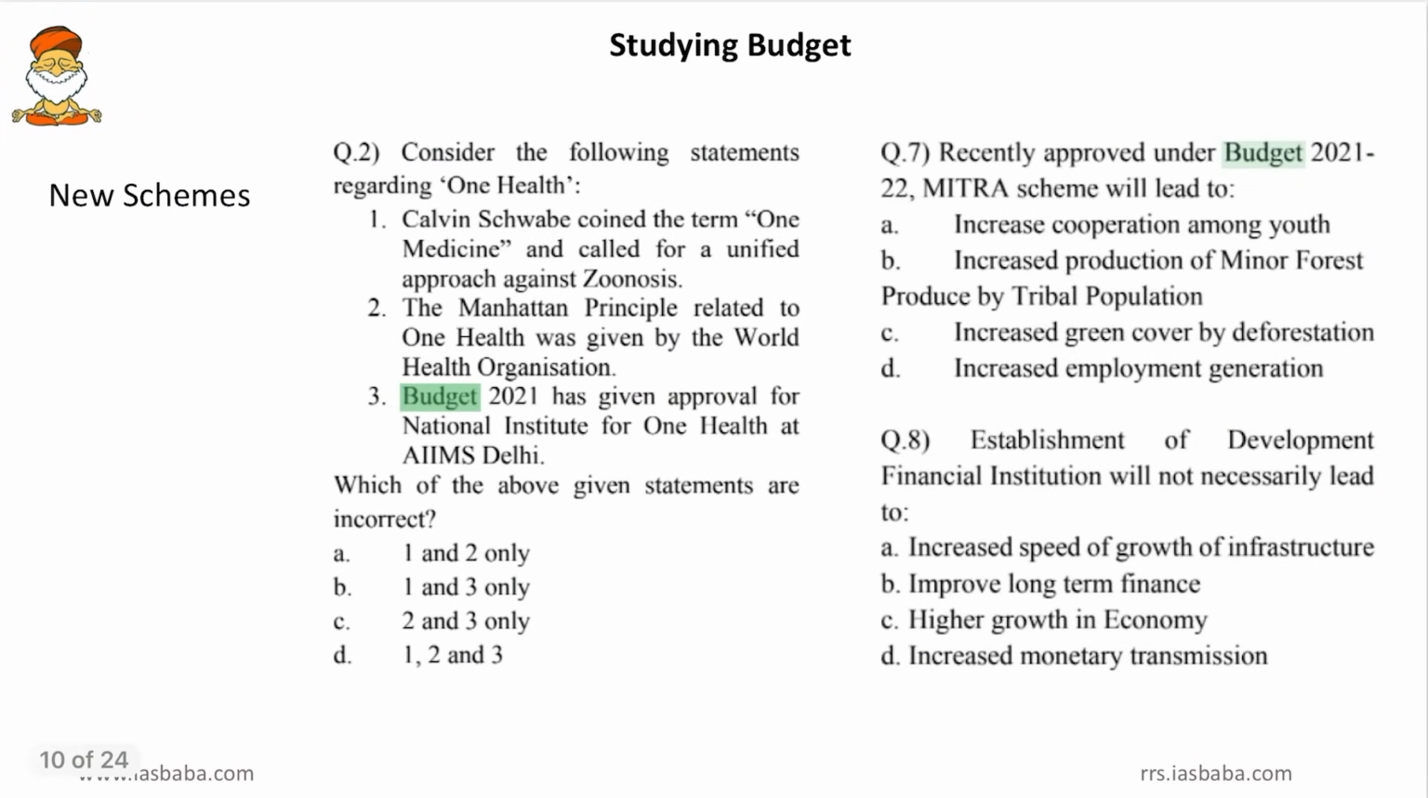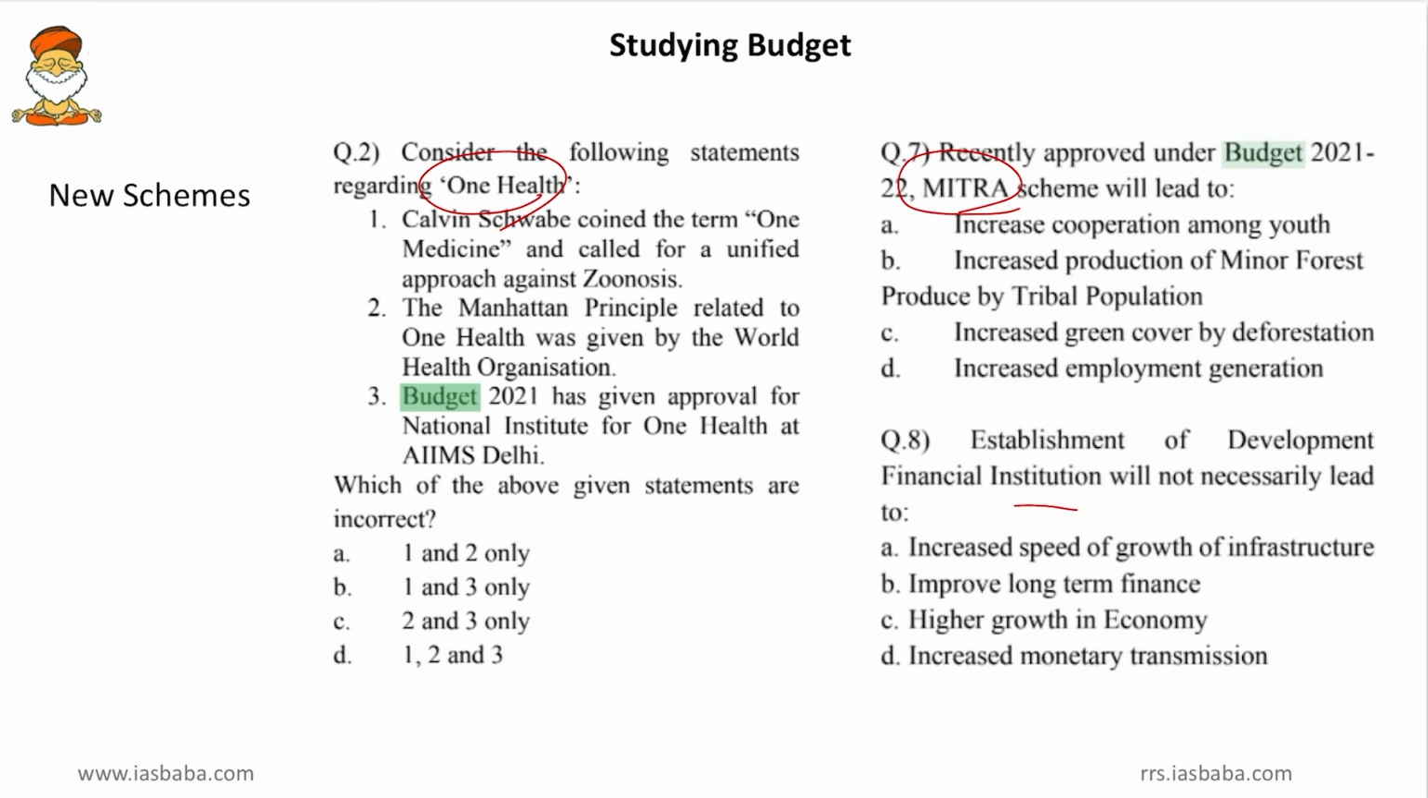Then come to the next, new schemes. Friends, several new schemes will be launched in the budget especially. In the economic survey, not many schemes will be launched. In the budget, it is all about political propaganda. Hence, new schemes come up every year. Here, new schemes like the One Health scheme and the Mitra scheme are all new ones. Questions can appear on all those things, and even on the development financial institutions. So it is our duty to go through the new schemes and study them.